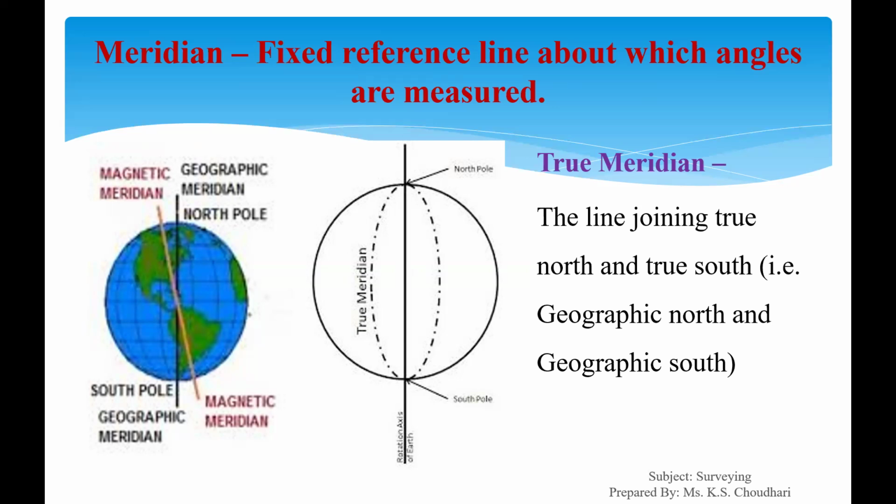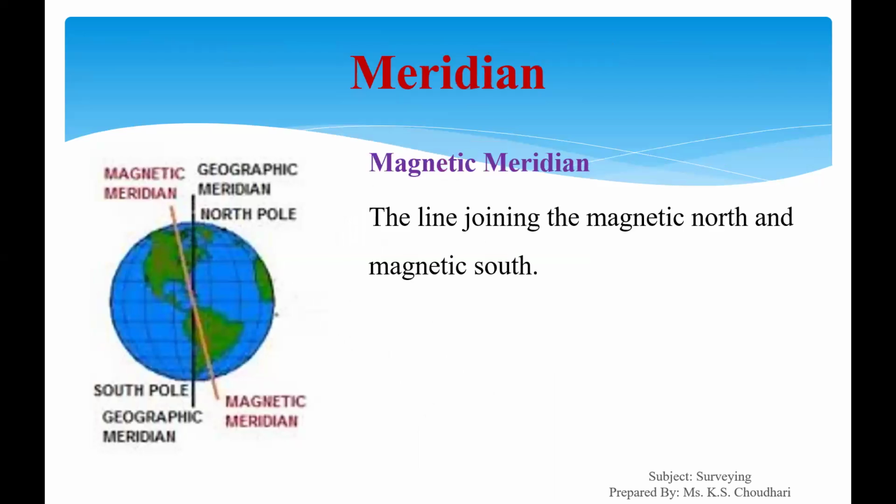True meridian. The line joining true north and true south is called the true meridian. Now, what are true north and true south? That is geographic north and geographic south. Magnetic meridian. The line joining the magnetic north and magnetic south is known as the magnetic meridian.